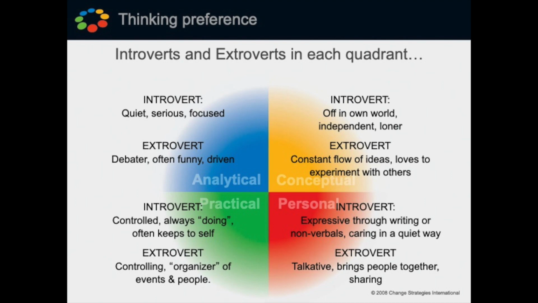And then the introvert reds tend to be expressive in quiet ways through writing, nonverbal communication, whereas extrovert reds tend to be very talkative. They like to bring people together. They like to go to parties. They like to share things. They like to experience other people.